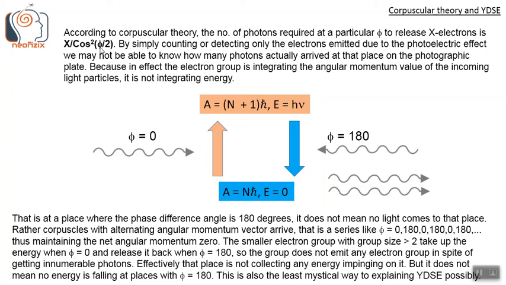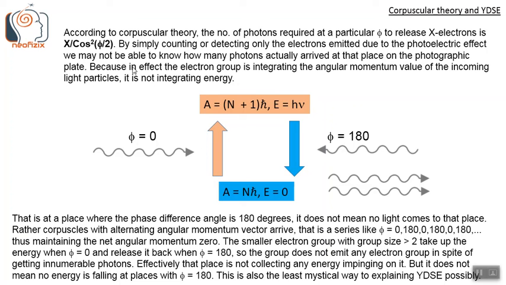So this is always greater than or equal to X. Only at phi equals 0 we get this as just X, and for all other values of phi greater than 0, this value X by cos square phi/2 will be greater than X. So by simply counting or detecting only the electrons emitted due to the photoelectric effect, we may not be able to know how many photons actually arrived at that place on the photographic plate, because of the total X by cos square phi/2 photons coming, only X electrons are released if the phase difference angle is phi.